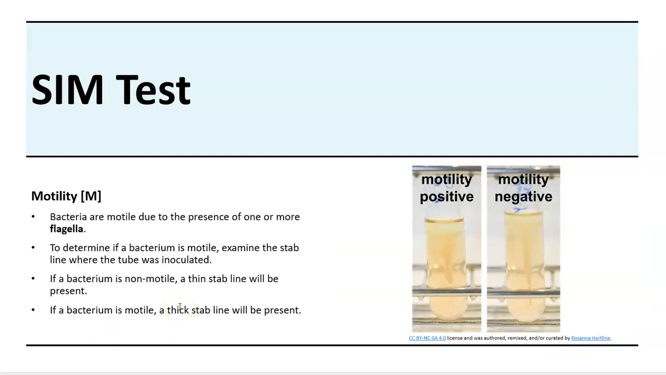And the last part of the SIM test is the mobility portion. So we can test to see if bacteria are able to move or not, which is an indication of whether or not they have flagella, which are the motor appendage used by bacteria. So in order to do this, we have to first talk about how these tubes are inoculated. So we're going to move ahead for just a second.